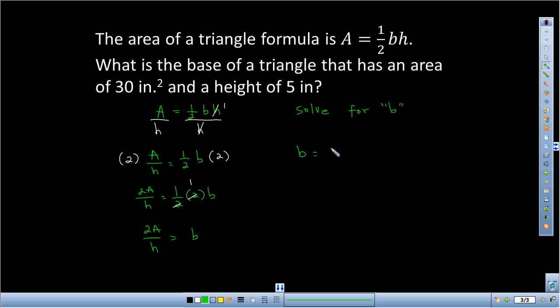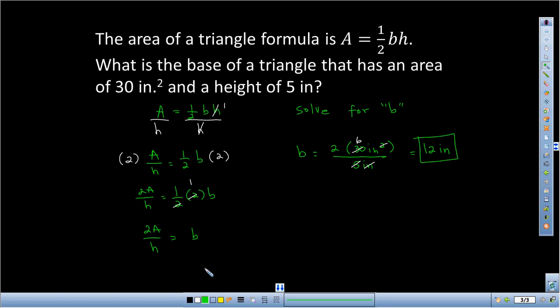The base is equal to 2 times the area, and in this case the area is 30 inches squared, all divided by the height, and we know the height to be 5 inches. 30 divided by 5 is 6, so we can write that as a 6. Inches squared divided by inches becomes just inches. And so we have b is equal to 2 times 6, which is 12 inches. So the base of that triangle is 12 inches.